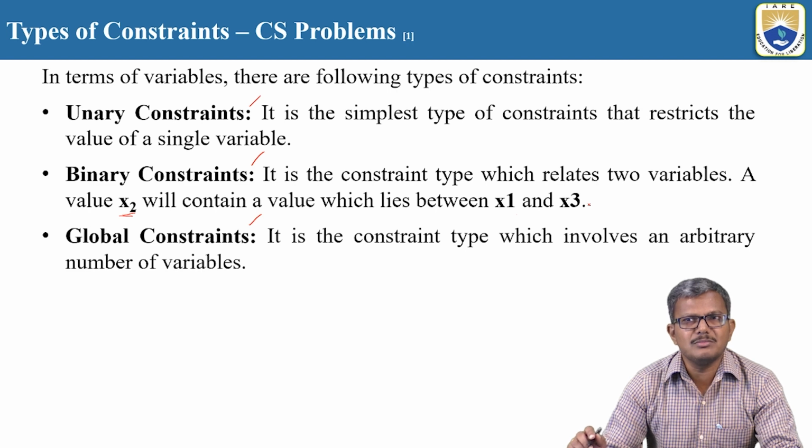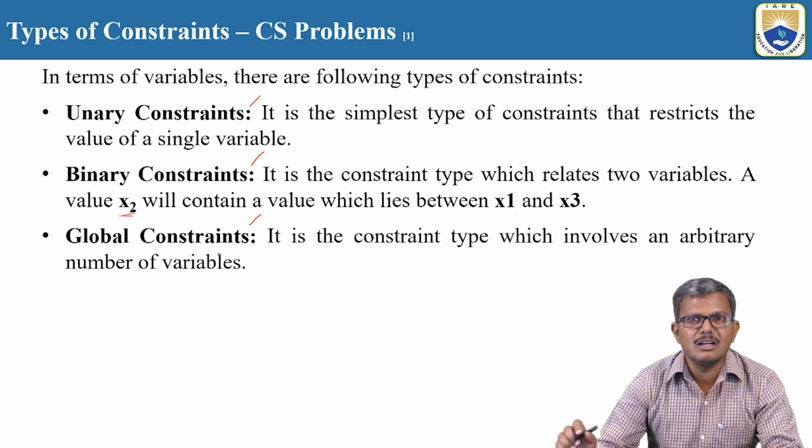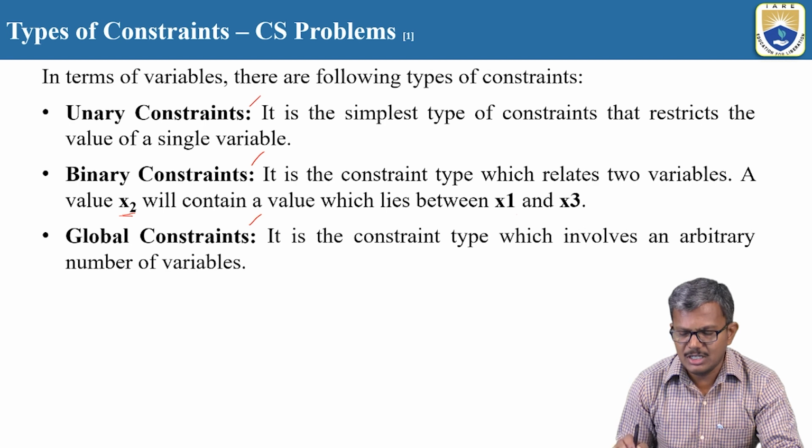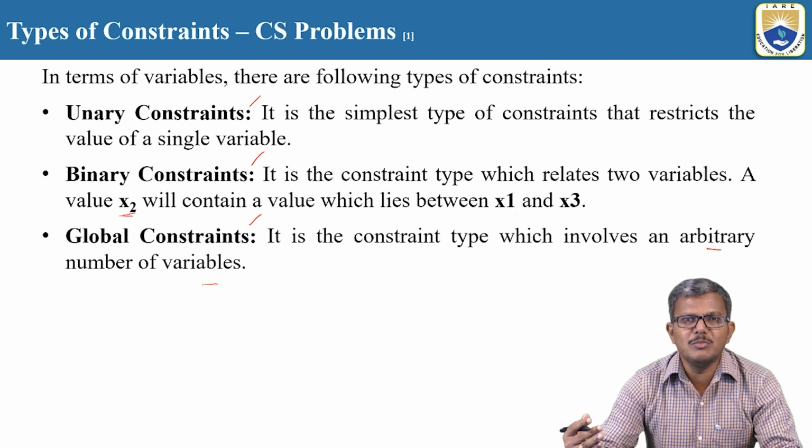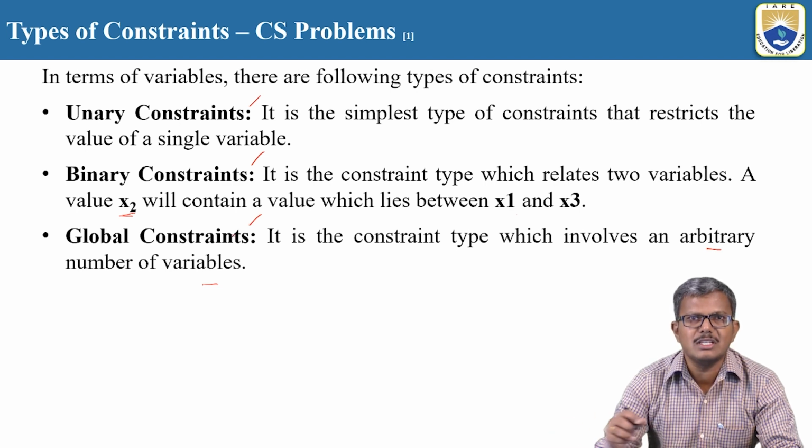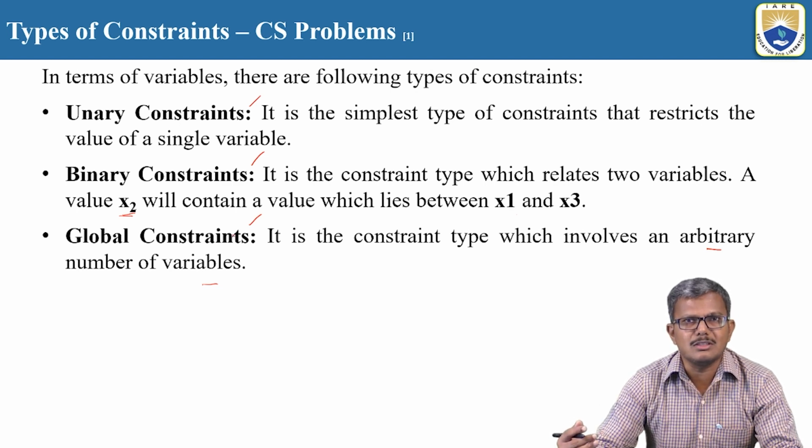and x3. At the same time, a global constraint involves an arbitrary number of variables. Any number of variables you can take, in sequence or randomly, there is no problem. In that case, we say it is a global constraint. Unary constraints talk about only one single variable. Binary constraints talk about two variables, and global constraints talk about more variables.